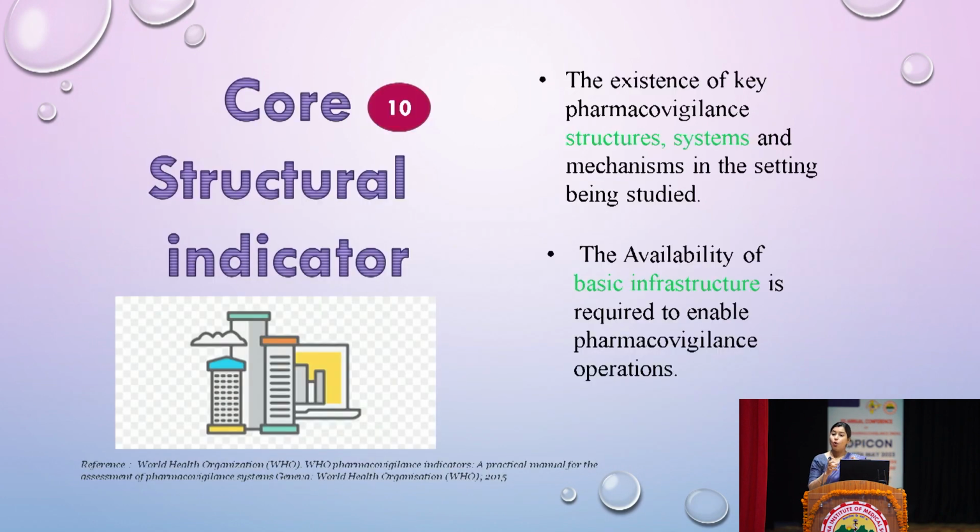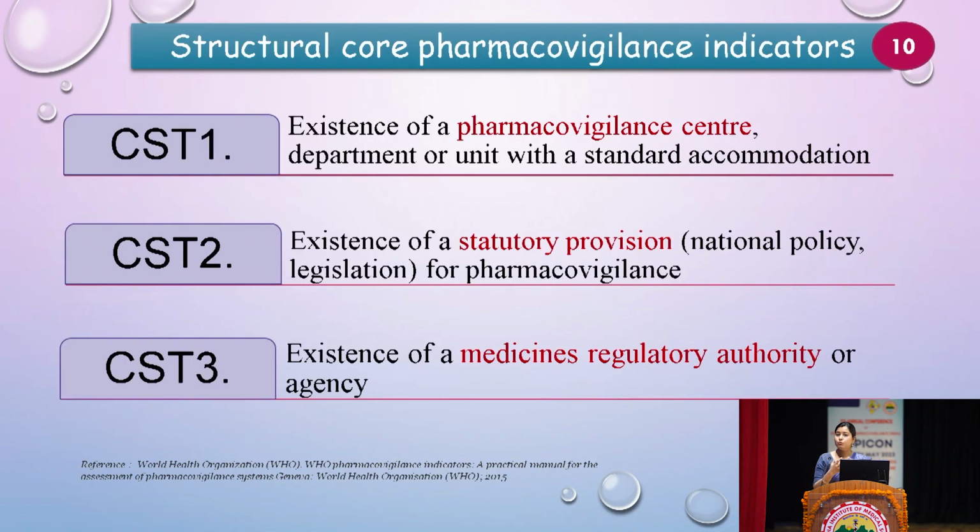So starting with the core structural indicators, as I said, they will give the information related to the system running, the structure present, the infrastructure availability, I mean to say. So what are the indicators? What information are they seeking? As they are 10 in number, they are CS1, 2, 3, and likewise up to CS10.